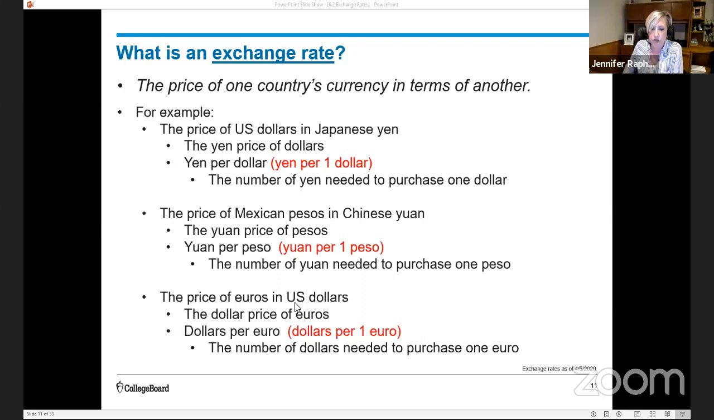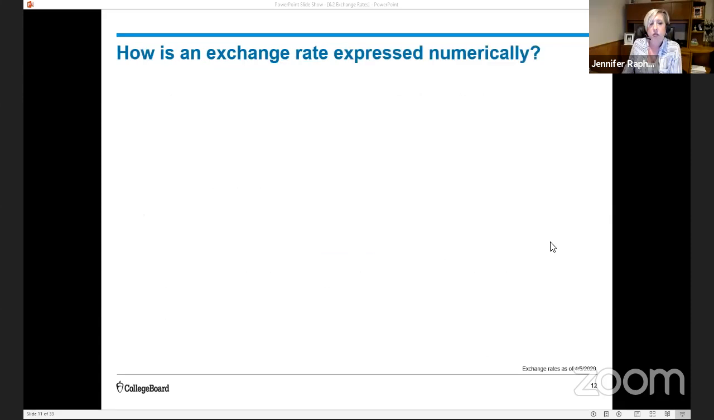The price of euros in dollars is the number of dollars you need to purchase a single euro. All right, so that's what an exchange rate is. It's the price of one country's currency in terms of another. So now, how is it expressed numerically?